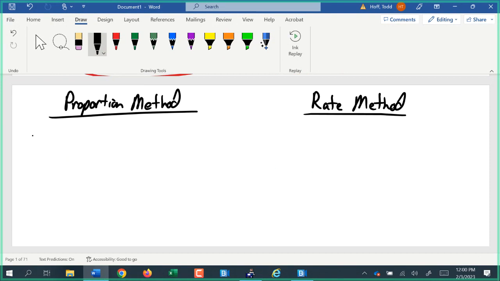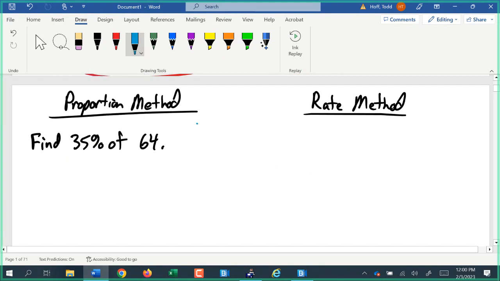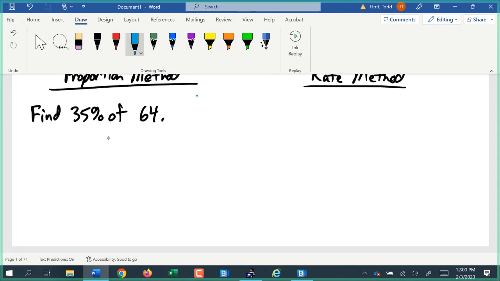So the first example I'm going to put up here is find 35% of 64. So when we're working with percents, we always want to start with the percent. Here the percent, 35%. So for the proportion method, we're going to turn it into that ratio of 35 out of 100. Now, before we do the rest of this proportion, there's going to be another half over here. Let's talk about what the 35 and the 100 mean.